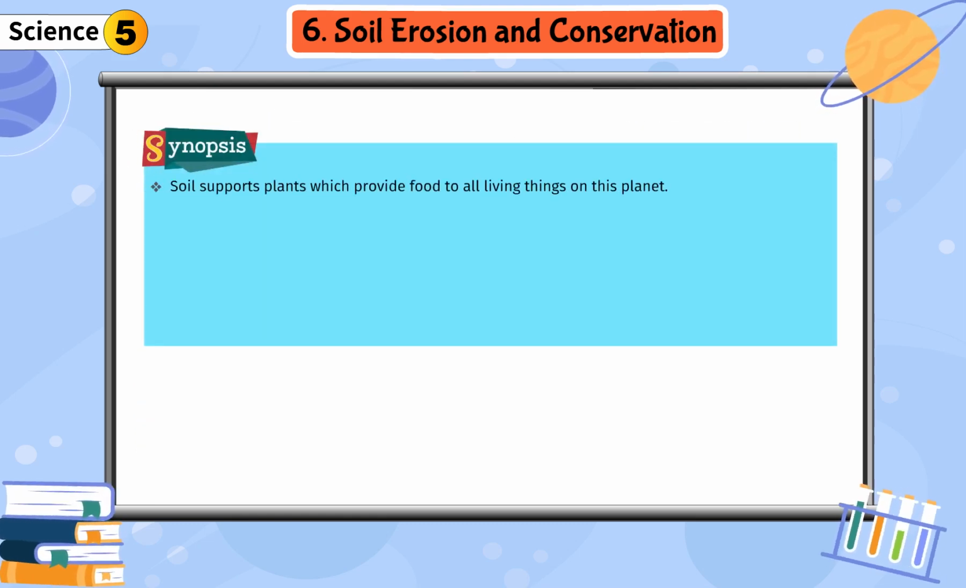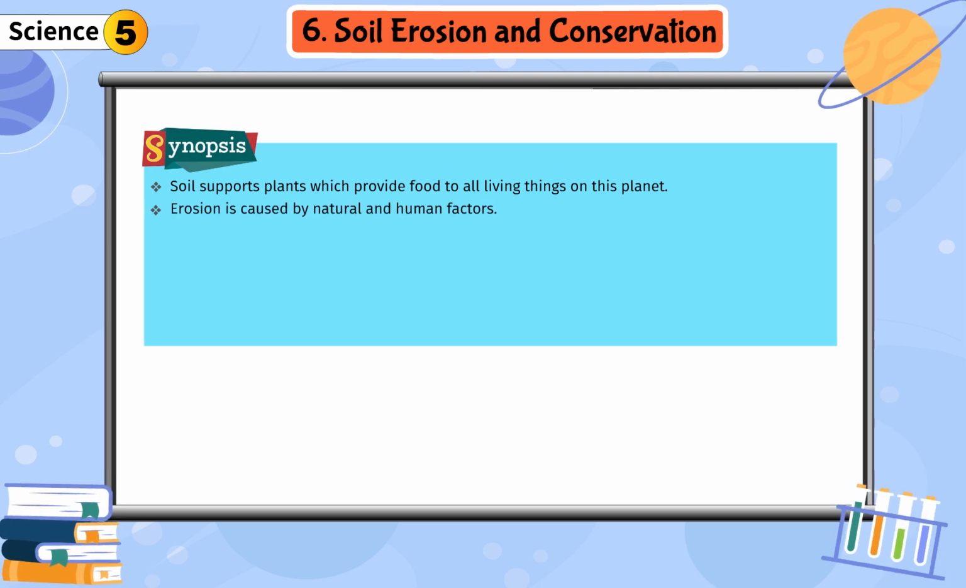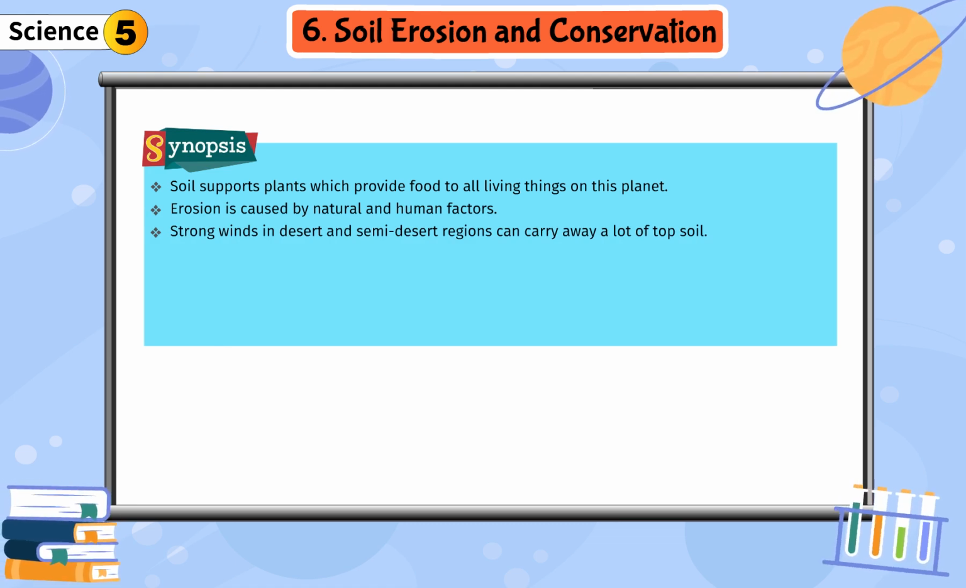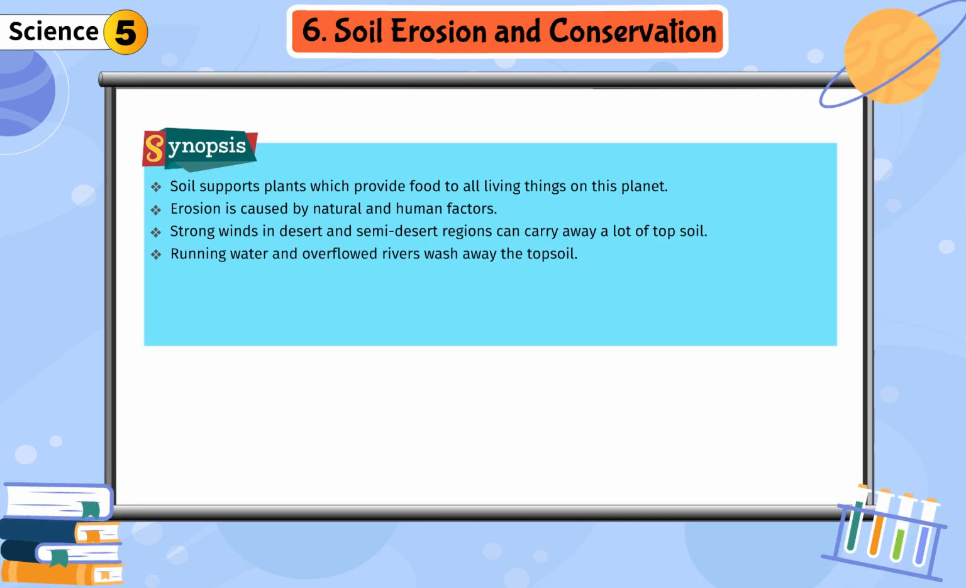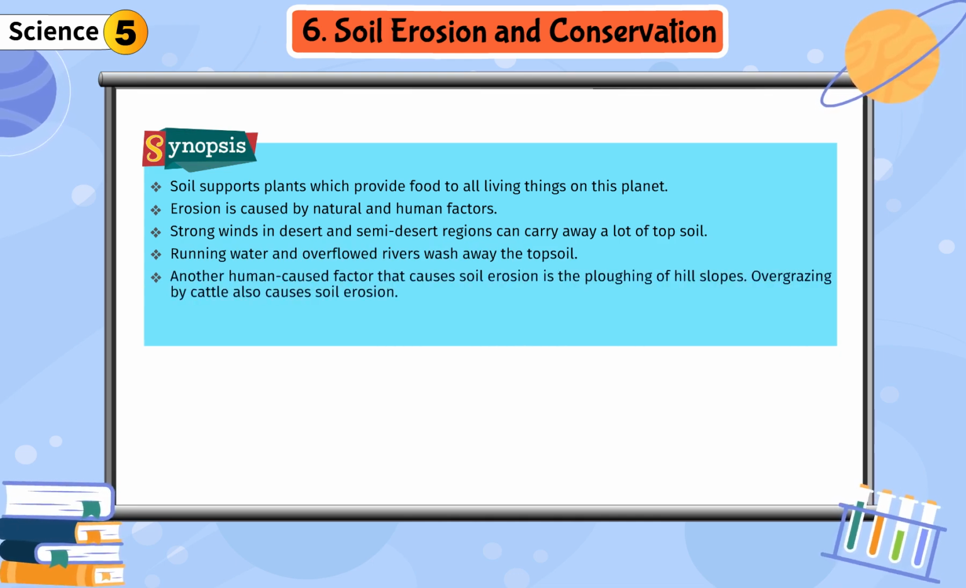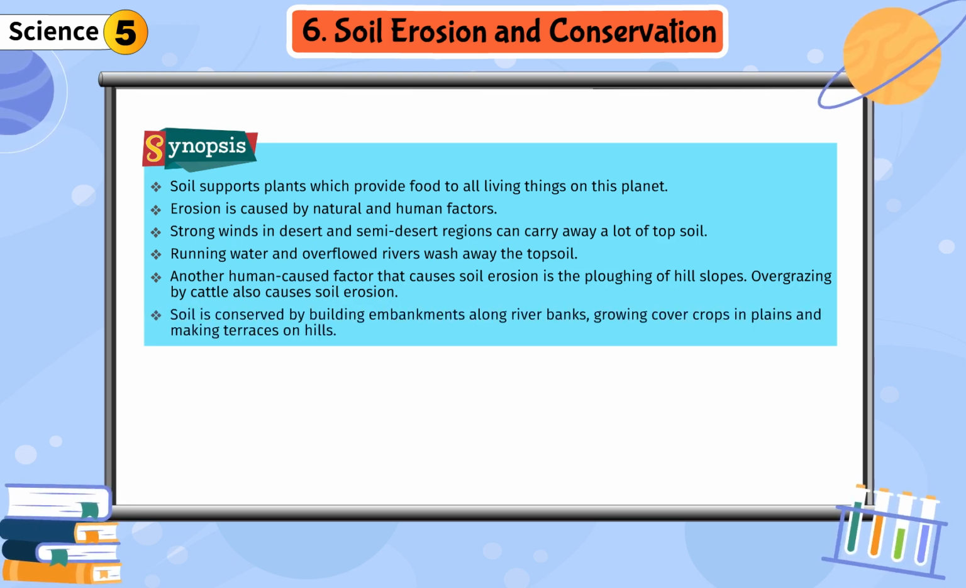Synopsis. Soil supports plants which provide food to all living things on this planet. Erosion is caused by natural and human factors. Strong winds in desert and semi-desert regions can carry away a lot of topsoil. Running water and overflowed rivers wash away the topsoil. Another human-caused factor that causes soil erosion is the plowing of hill slopes. Overgrazing by cattle also causes soil erosion. Soil is conserved by building embankments along river banks, growing cover crops in plains and making terraces on hills.